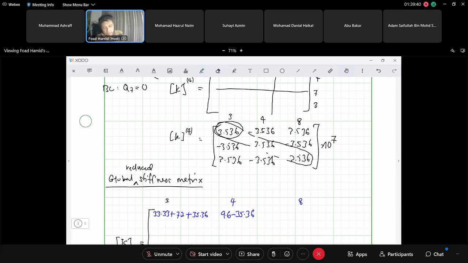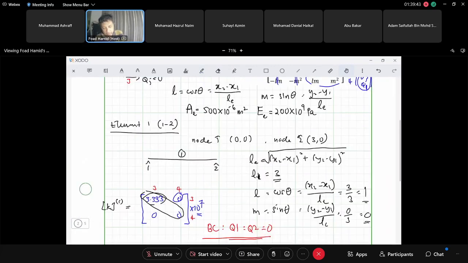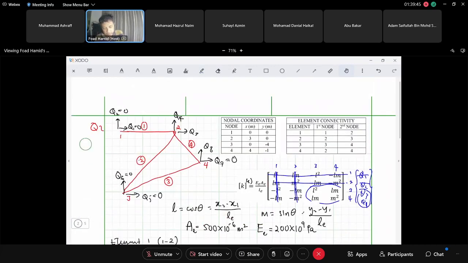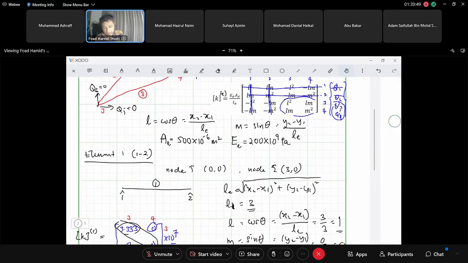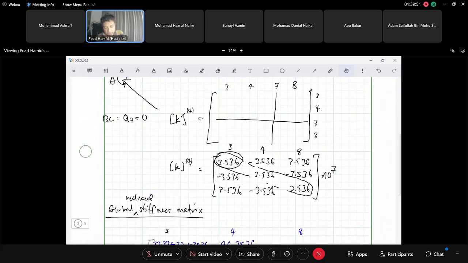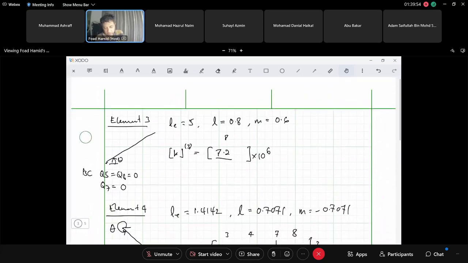Okay, node number 8. Let's look at node number 8. It's only element 4 and element 3 sharing the same node. So element 3 is this. Okay, 7.2.